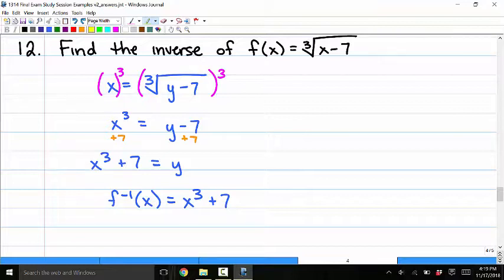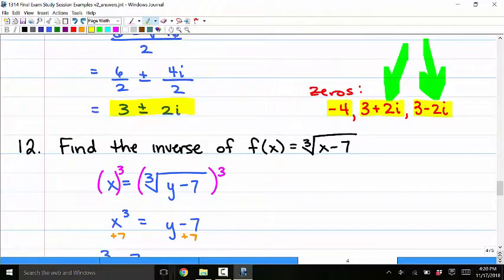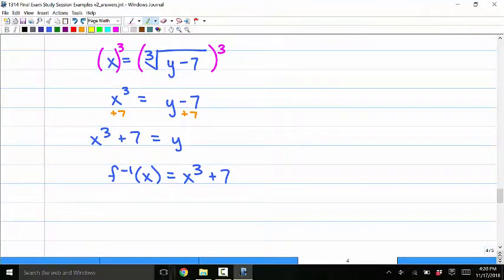Now I need to solve for y, so I cubed both sides. So that gave me x cubed equals, the cube root cubed goes away, and I'm left with just y minus 7. If I add 7 to both sides, I get y equals x cubed plus 7. That is my inverse function.